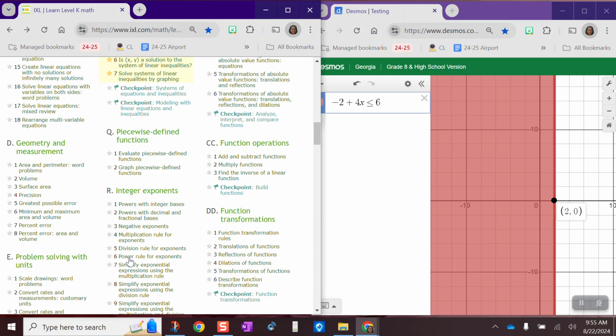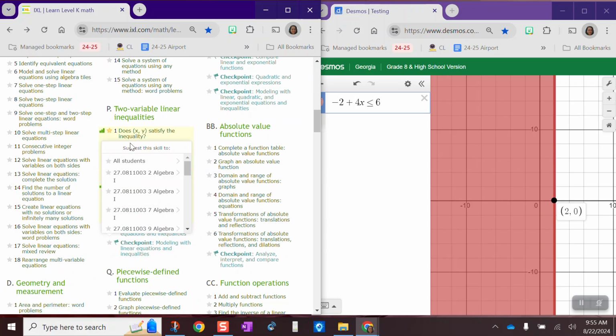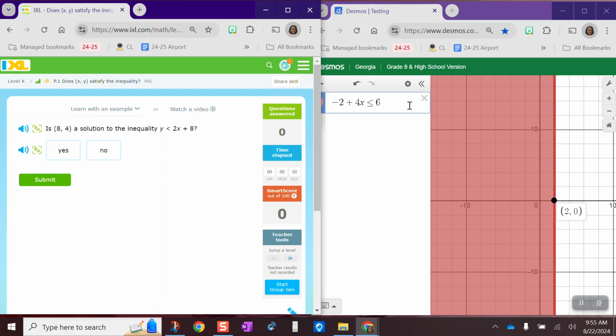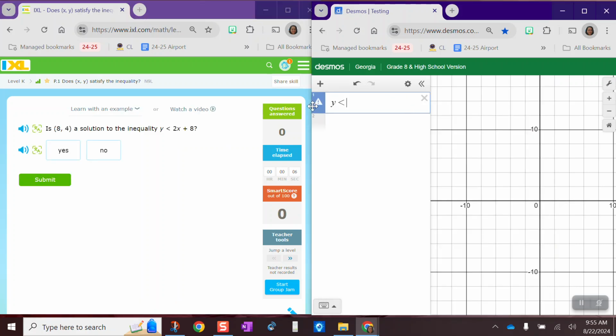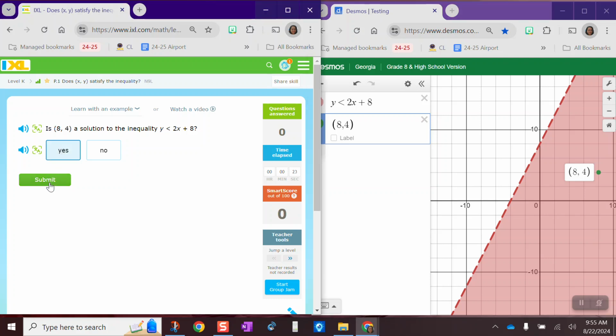Next, is it the piece, correct? All the pieces. Does (x, y) satisfy this inequality? Let's find out. y less than 2x plus 8, and then the point (8, 4). Are we paying attention? So where does the dot lie? See how it lies in the shaded area? Yes, it is a solution.